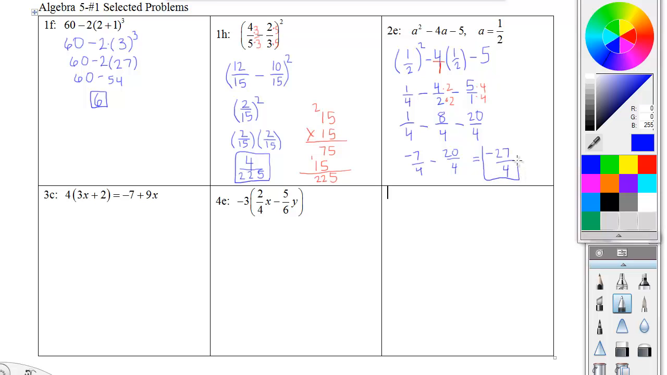So we can leave our final answer that way, or if you prefer, you could leave it as a mixed number, but improper fractions are fine. But 4 goes into 27 6 times, it's a negative number, and that's 24 with a remainder of 3 and a divisor of 4. So that would be another correct way of showing your answer to 2E.